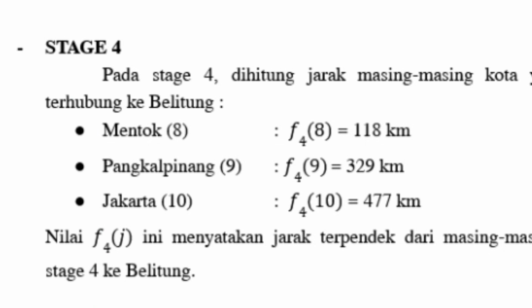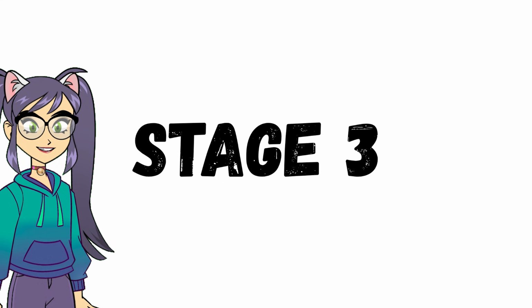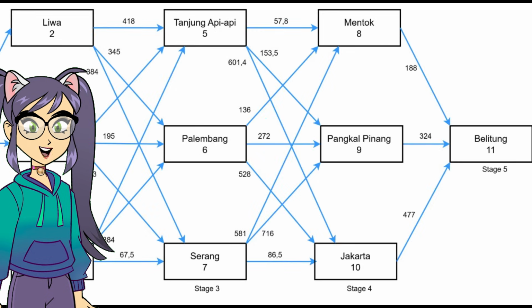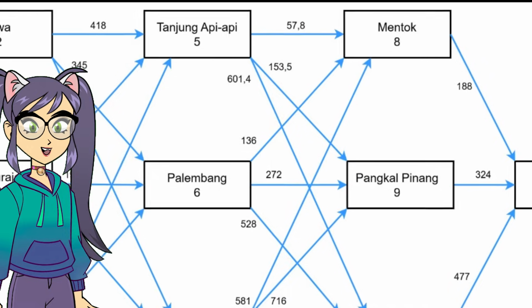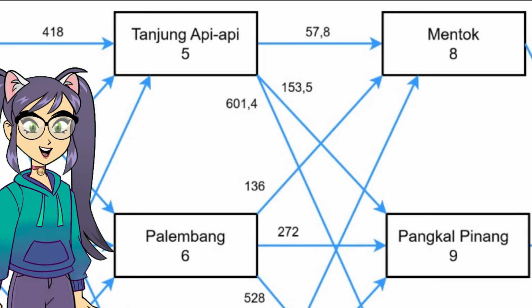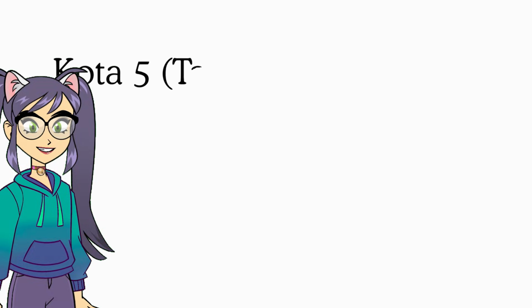These results are saved and will be used in the next step of the dynamic programming process. Now, we continue to stage 3. At this stage, the cities do not connect directly to Belitung, so the total distance must be calculated by adding the distance to stage 4 and the minimum distance from that city to Belitung.